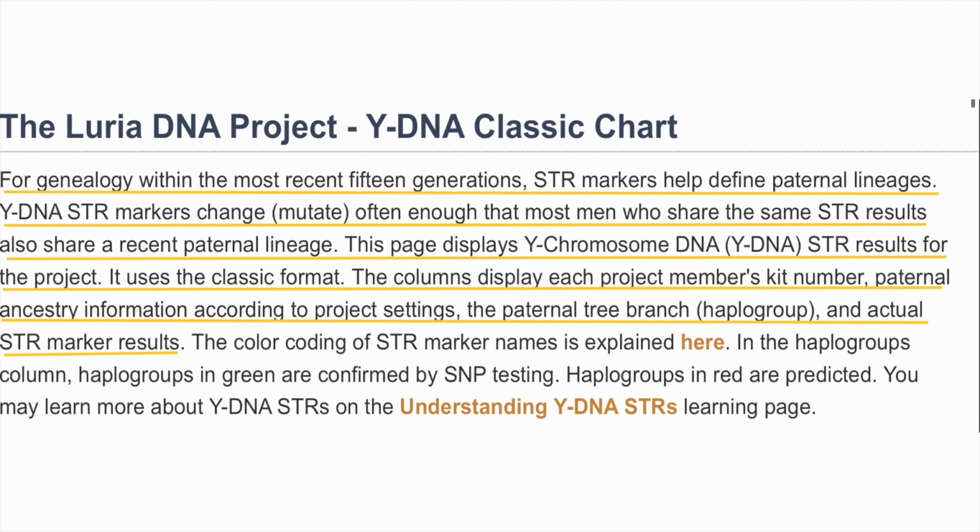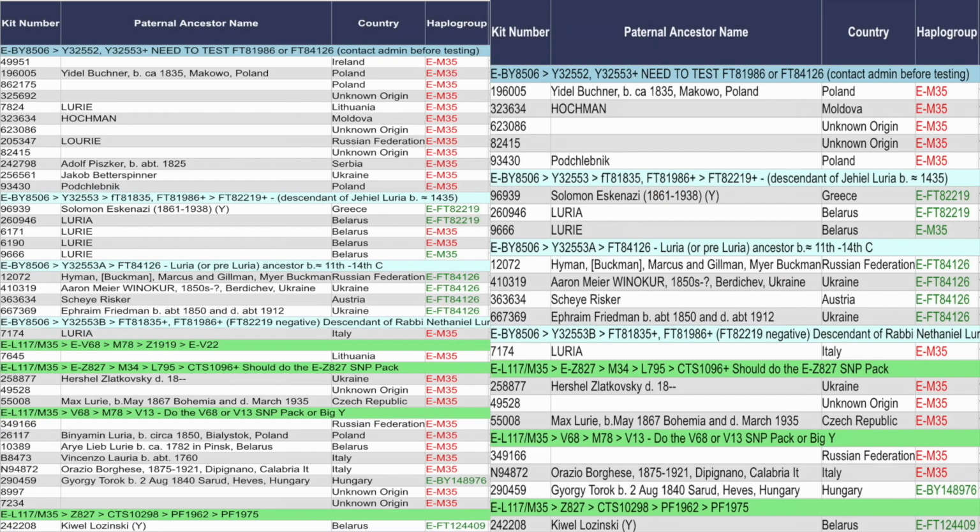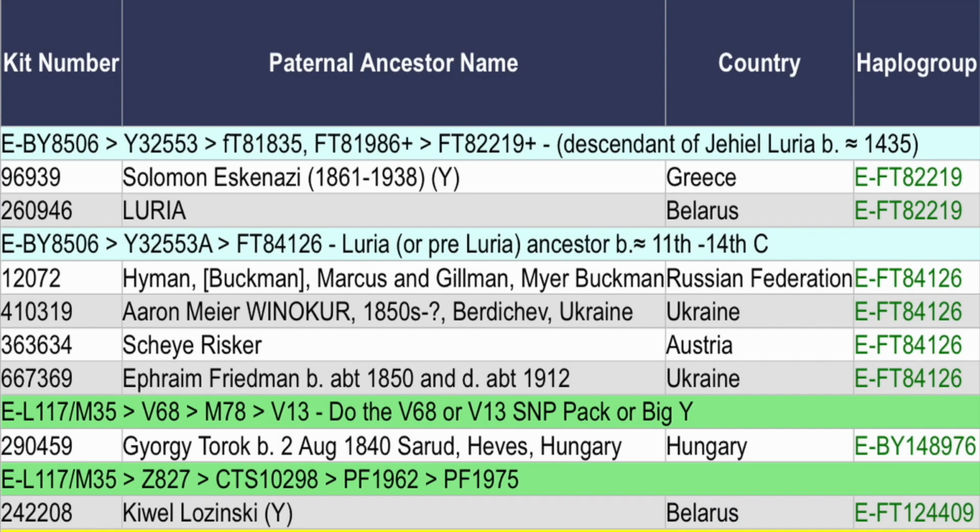It uses the classic format. The columns display each project member's kit number, paternal ancestry information according to project settings, the paternal tree branch haplogroup, and actual STR marker results. So here are a few screenshots of the Laura rabbinical family's DNA, and when it comes to their E markers, you can just look it up yourself and see all the various E markers under the Laura rabbinical family.